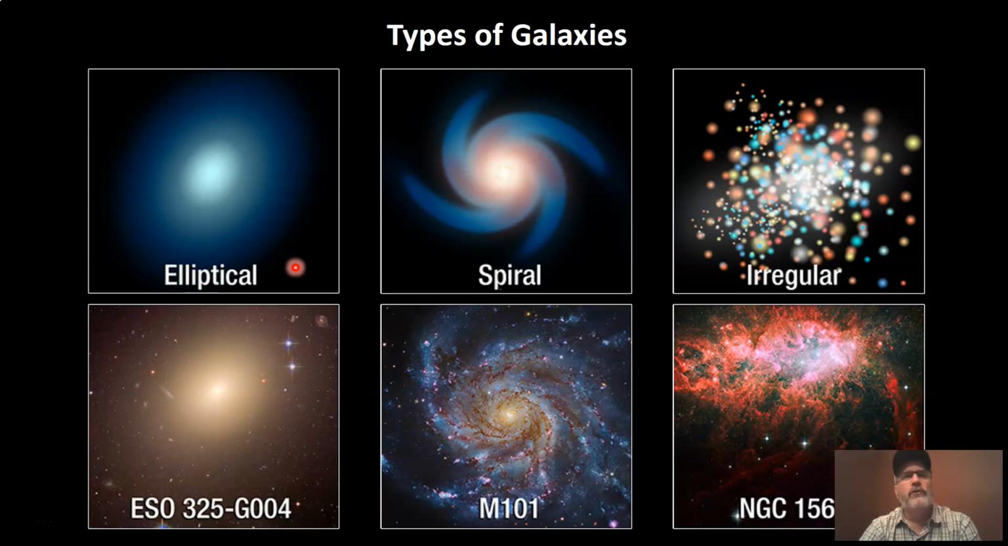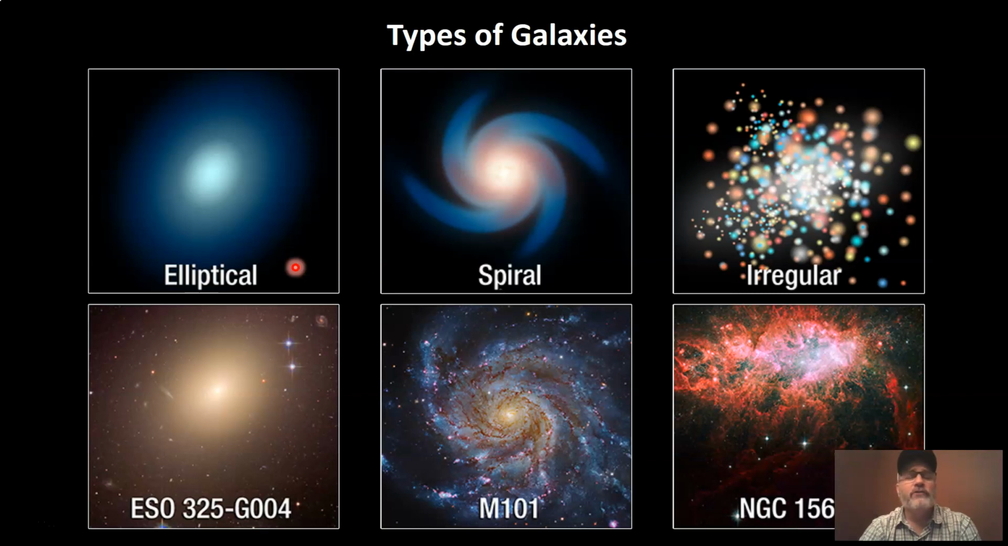So the stars are very, very close together. There's very little gas and dust inside of an elliptical galaxy. Another shape that we have is a spiral galaxy. This is in some ways the most familiar type because the galaxy that you are part of, the Milky Way galaxy, is a spiral galaxy.